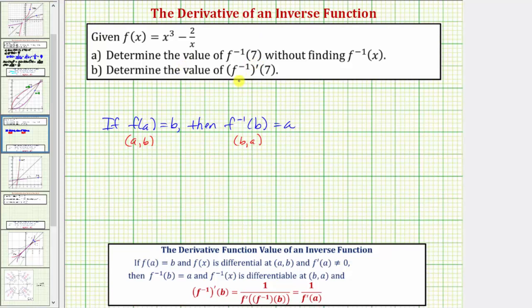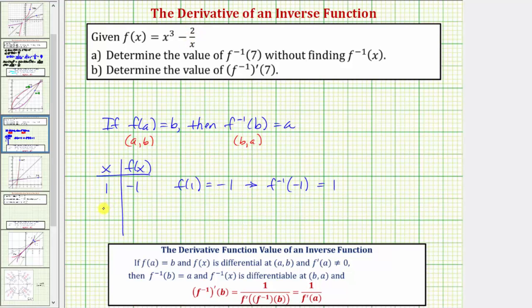Let's work on this by making a table of values. We'll let the first column be equal to x, and the second column be equal to f of x. So notice how if we let x equal 1, f of 1 would be equal to 1 cubed minus 2 divided by 1, which would be 1 minus 2, which equals negative 1. So because f of 1 equals negative 1, we know that f inverse of negative 1 must equal 1. But our goal is to find f inverse of 7, not f inverse of negative 1. So we're looking for an x value where x cubed minus 2 divided by x would be equal to 7.